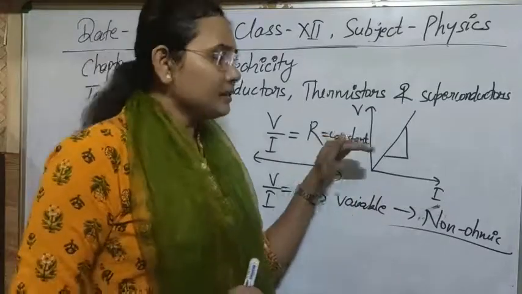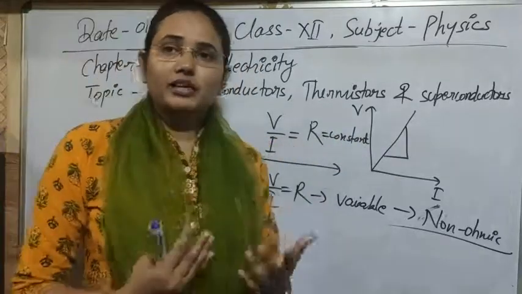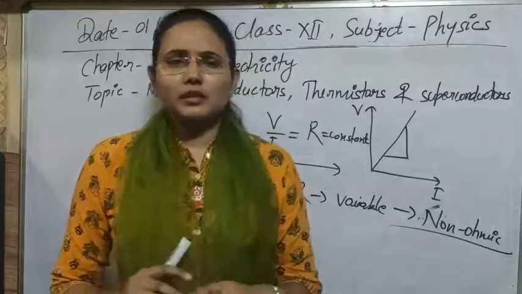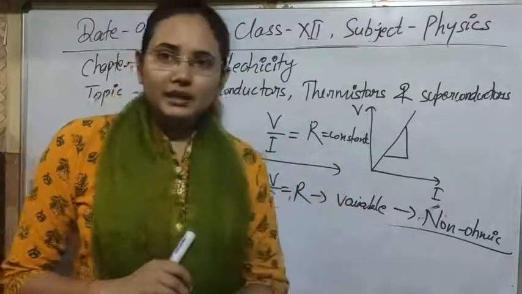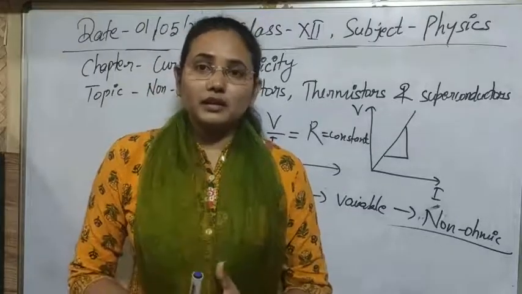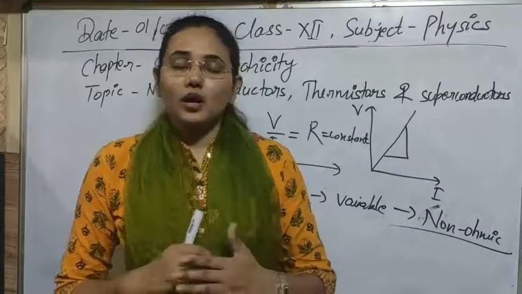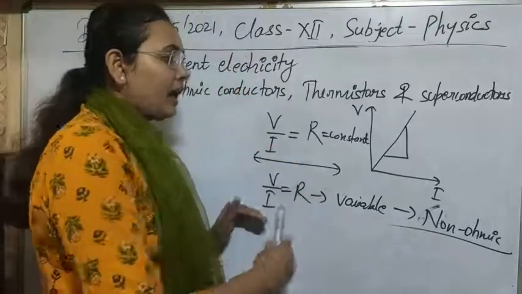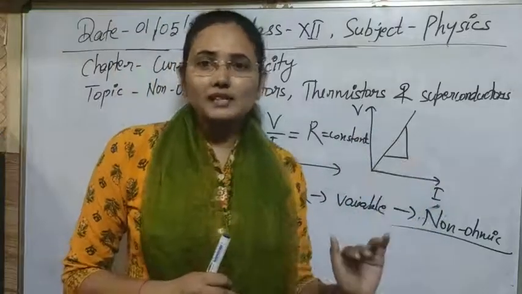So examples of ohmic conductors: we know that metals and conductors are all examples of ohmic conductors, because Ohm's law is followed at every point. But when we talk about semiconductor devices, like the semiconductor diode, transistor, solar cell, LED, photodiode, if you see the graph or the VI characteristic of all these kinds of devices, then they are not linear.